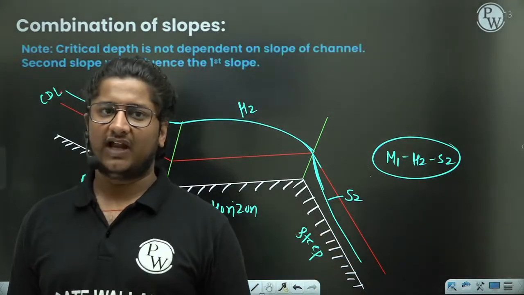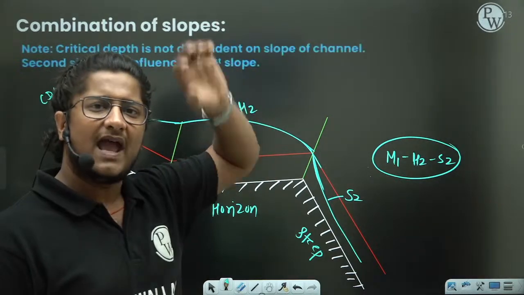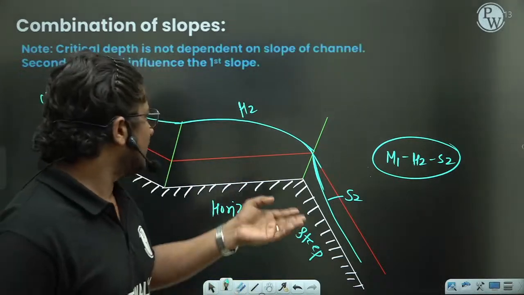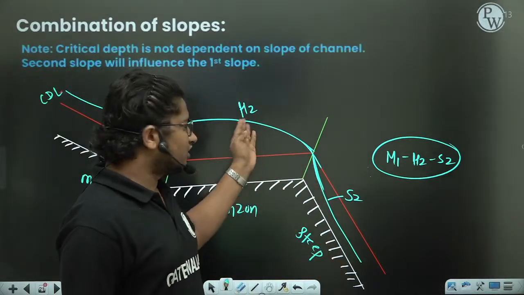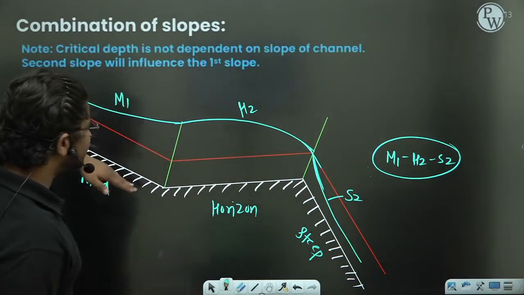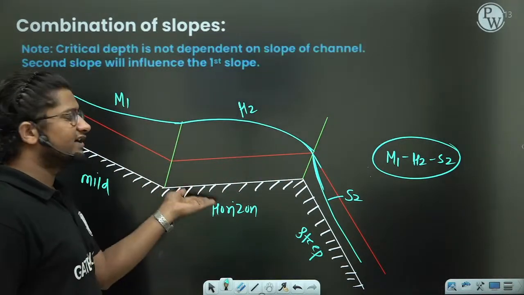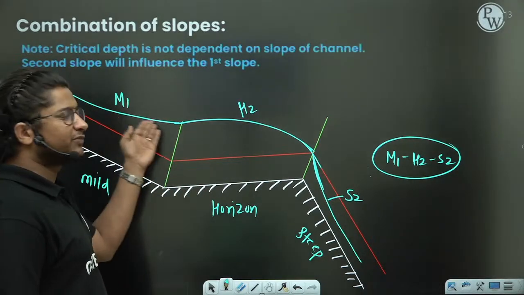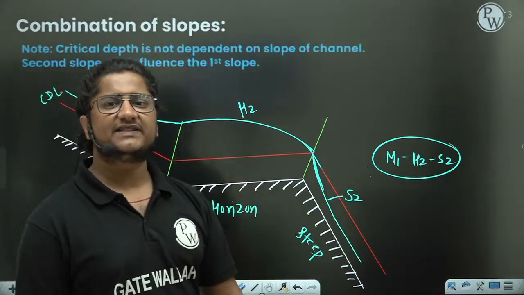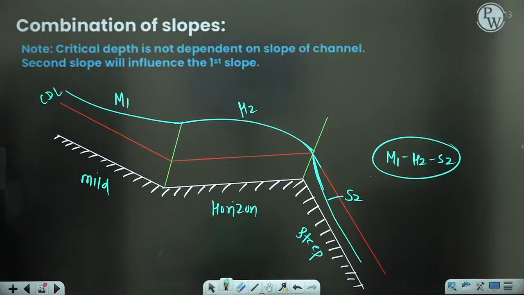Is it easy or not? Tell me. Only two things which I have told you are necessary for you to understand, and some common sense: if after horizontal a steep slope is there, the water will be falling, it will not be rising. If it is a mild slope and after that a horizontal slope, definitely the water surface profile will be rising, because the slope is getting reduced, so the depth of flow will rise. This basic common sense will be required to solve this type of problem. If you have understood this part, then please let me know.